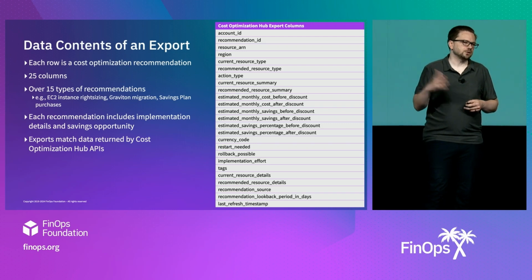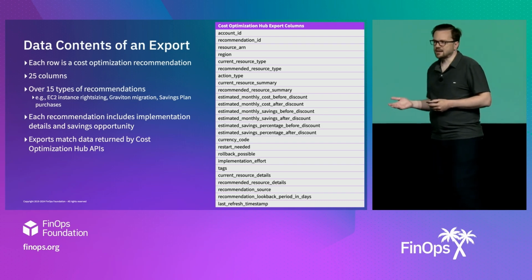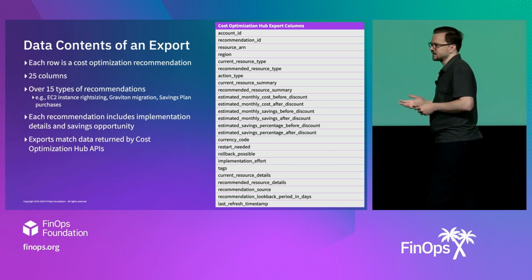Something like a GP2 to GP3 is easy because there's no downtime and it's easy to roll back that change, versus something more complex like a right size, which takes downtime.